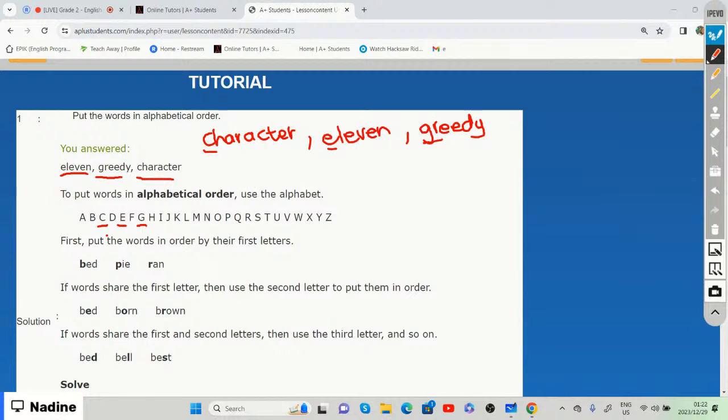So that is how we put it in alphabetical order, right? Because in this case, we put the words in order by first letter. And we use that alphabet to make it easier.